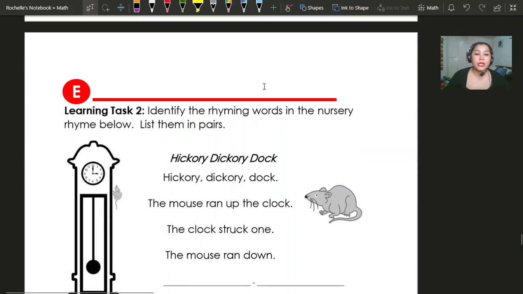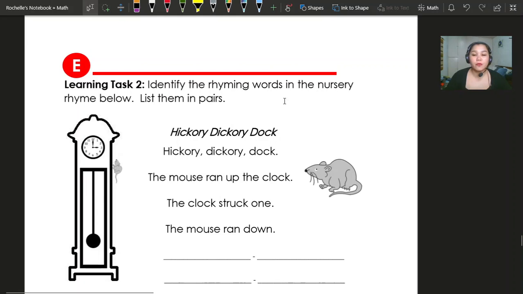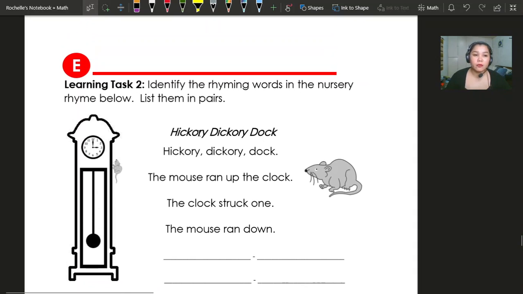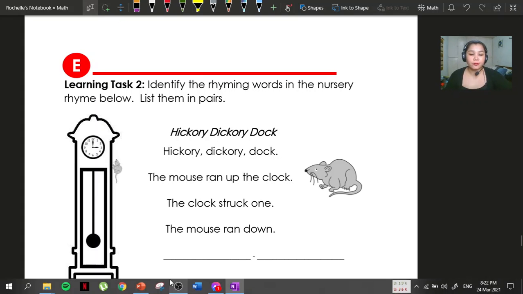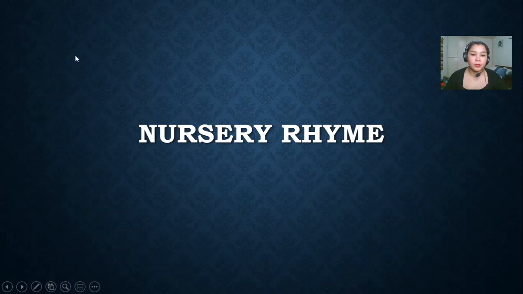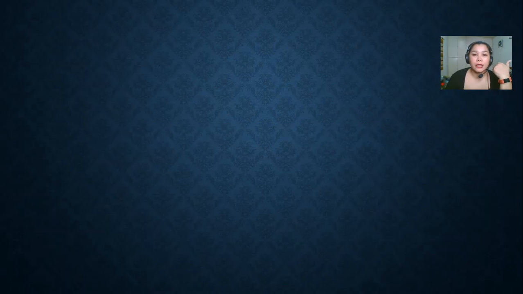Let's proceed with learning task 2. Identify the rhyming words in the nursery rhyme below. List them in pairs. Okay, before we proceed with learning task 2, I'd like to show you this example of nursery rhyme so that you can have a clue or an idea on how to answer that learning task.